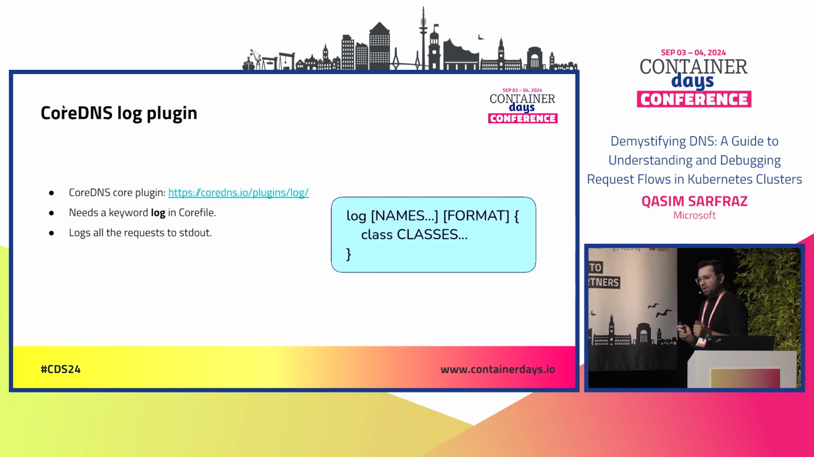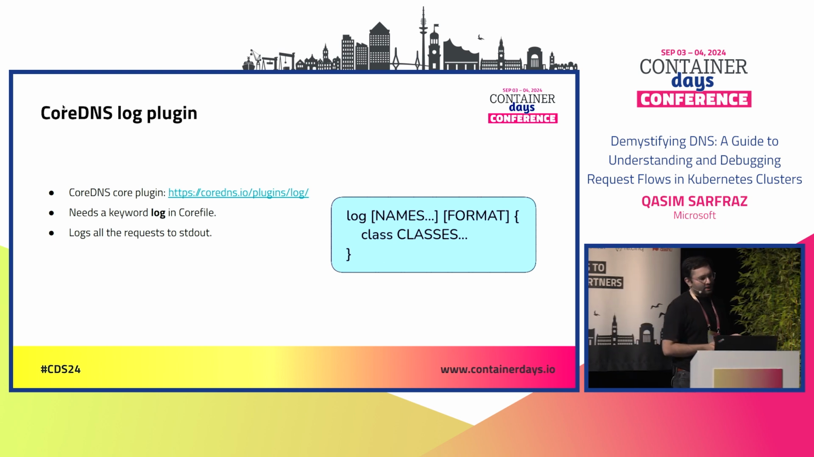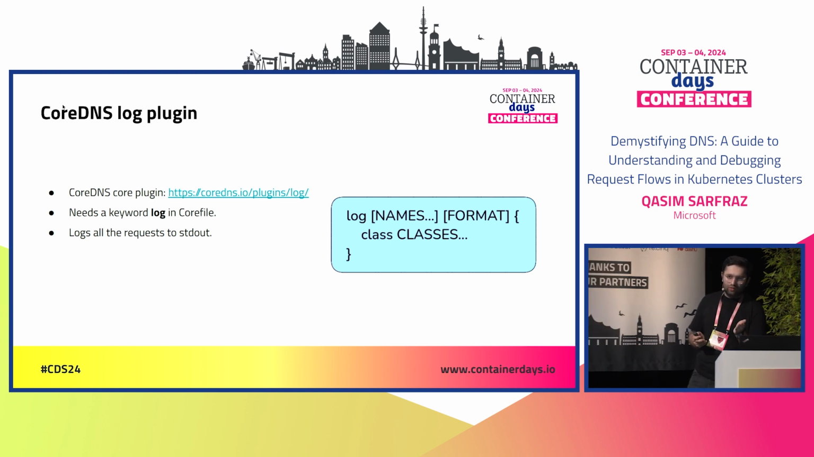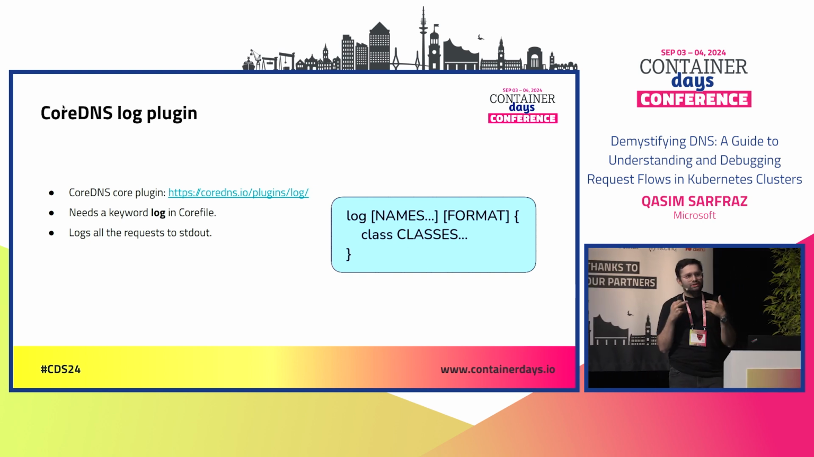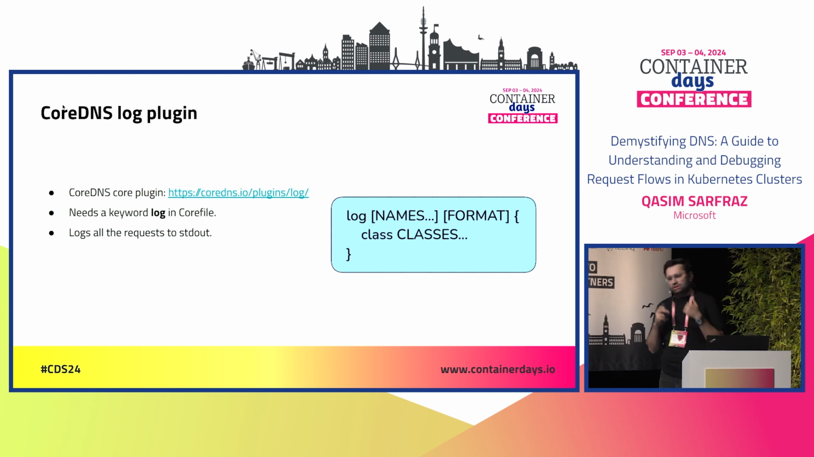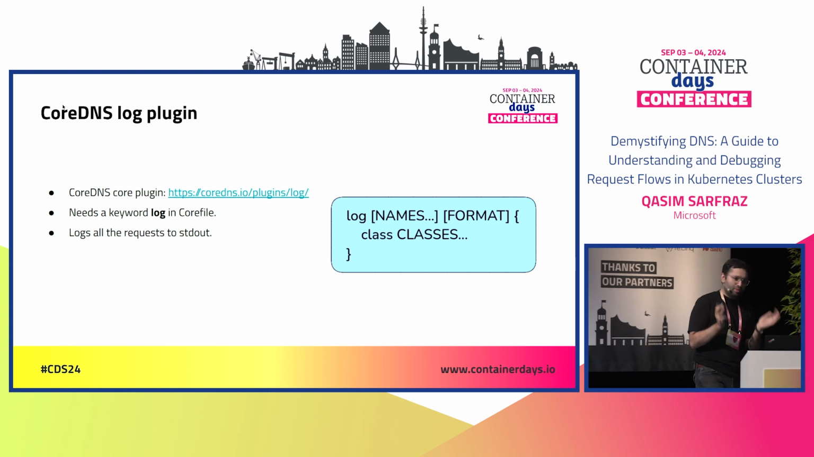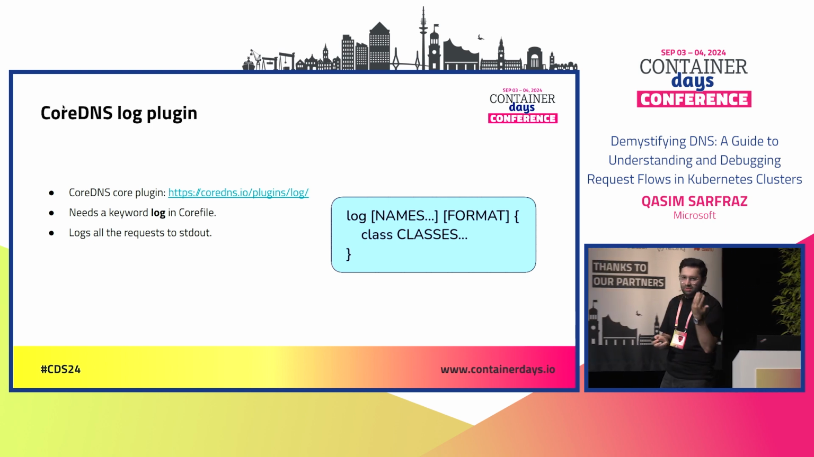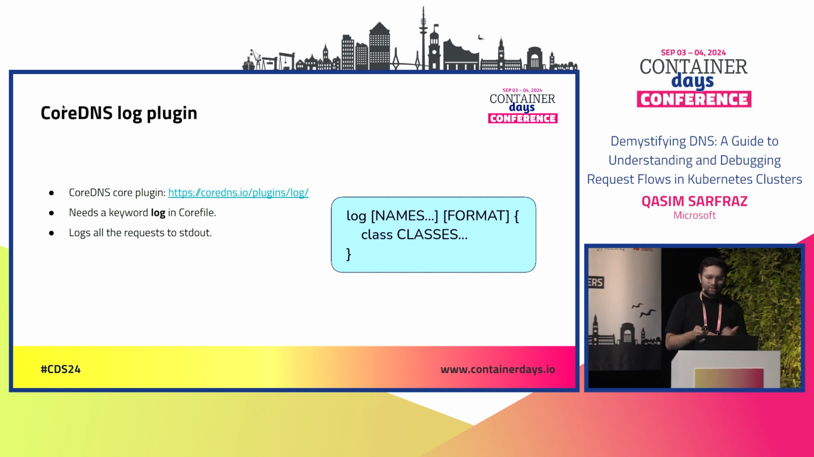The first tool I want to talk about is the CoreDNS log plugin. It's one of the core plugins in CoreDNS, which means you don't need to install anything. It just needs the keyword log in the Corefile. This Corefile is normally located in the kube-system namespace. So you can just edit it, put that log keyword there, and it should start to dump all the requests to standard out. In terms of the format for this specific plugin, we can filter by the names we're interested in, for example, example.com, and we can also filter based on the different response classes, like success, etc.